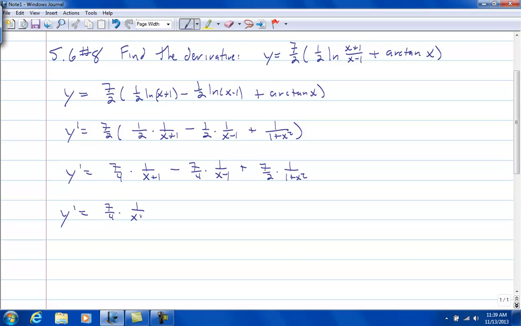7/4 times 1 over x plus 1 times, I want a common denominator, so multiply by x minus 1 over x minus 1 times x squared plus 1 over x squared plus 1, minus 7/4 times 1 over x minus 1 times x plus 1 over x plus 1 times x squared plus 1 over x squared plus 1, plus 7 halves times, I'm going to do this by 2 over 2 because that makes a common denominator of 7/4 times 1 over 1 plus x squared times x plus 1 over x plus 1 times x minus 1 over x minus 1.